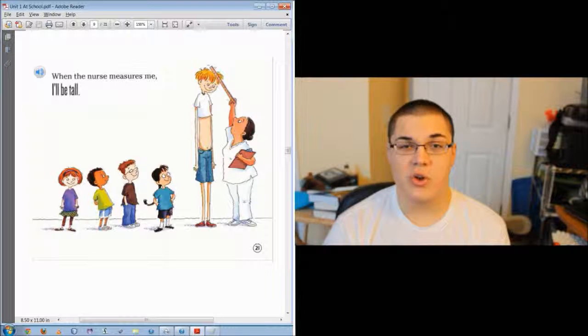Now, what does the student wish for in this picture? Well, we can see he's much taller than everyone else. And we could read the passage and it'll give us an even better idea. Very good. The student wishes to be tall when he's measured. Very good. Now let's go on to the 5th and final picture.